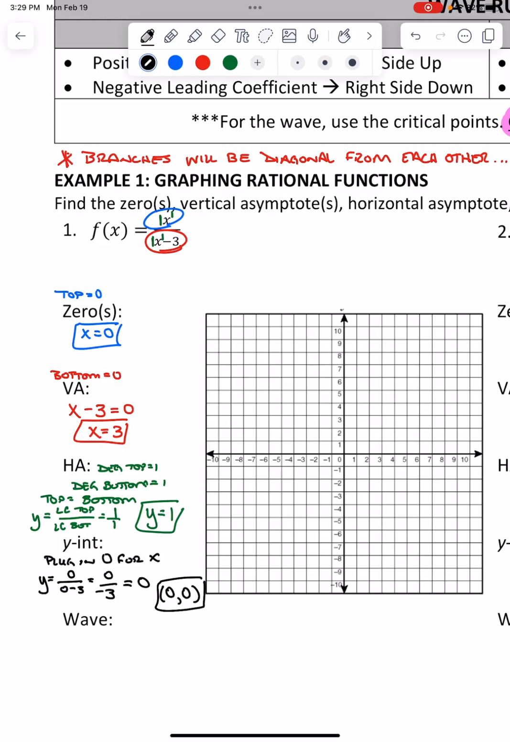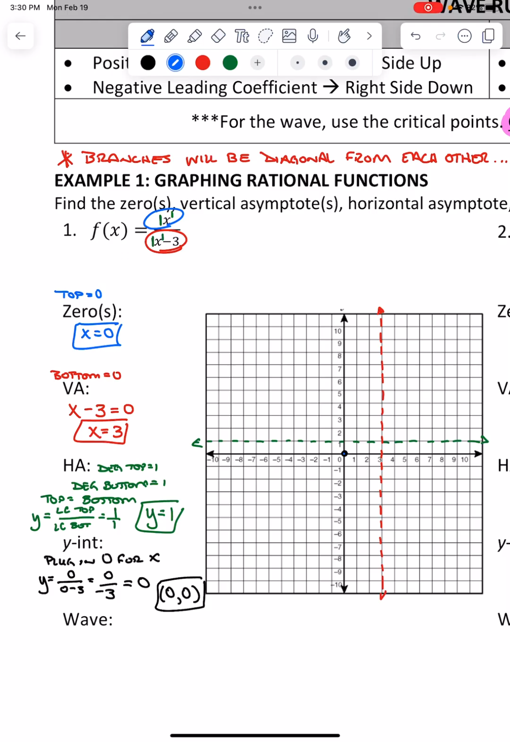So let's see. Since I already got the black pen here, y-intercept would be at 0, 0. The horizontal asymptote is at y equals 1. So horizontal asymptote, y equals 1. Our vertical asymptote is at x equals 3. So vertical through x equals 3. And then our 0 is at x equals 0. So this same point right here, okay?